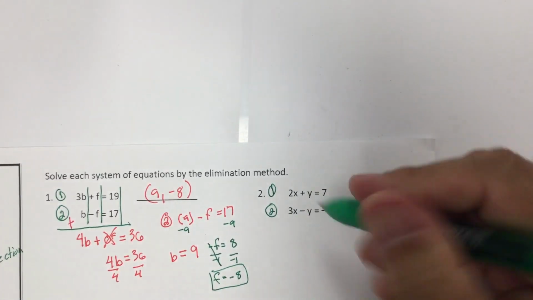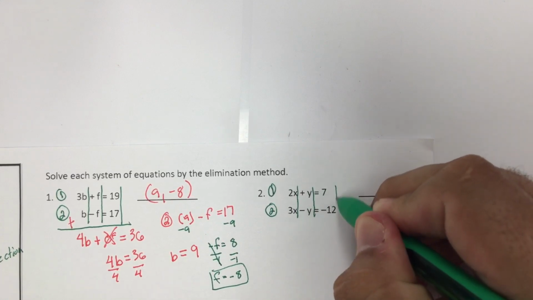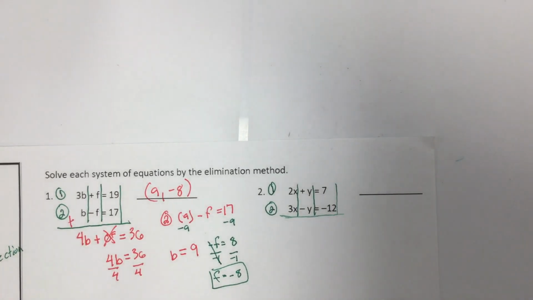So I line them up, make sure my constants line up. x's line up, y's line up, constants line up. And your constants should be on the other side of the equal symbol. If they're not, then you got some work that you need to take care of.